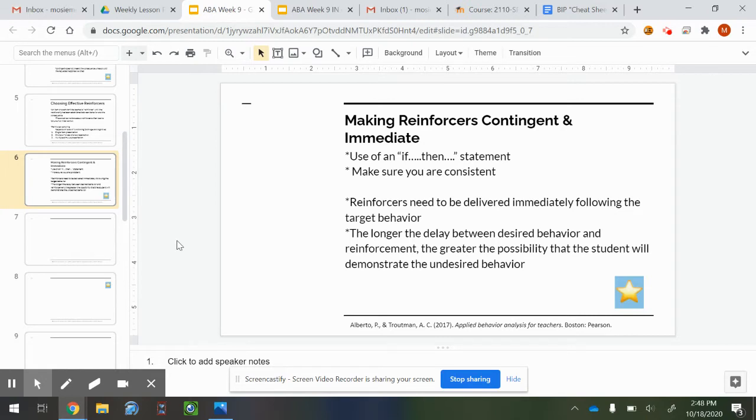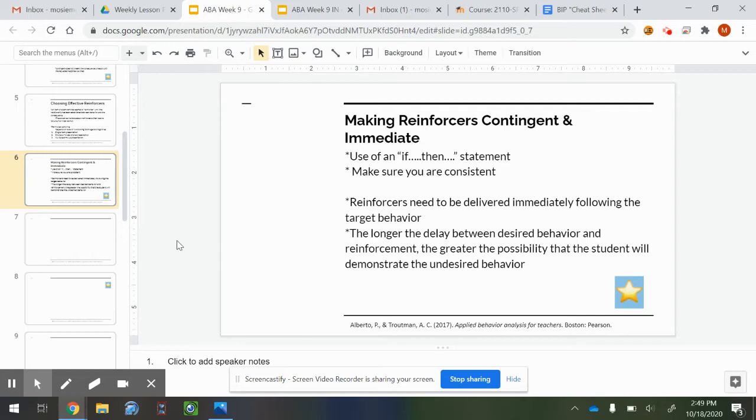Making reinforcers contingent and immediate. So it's best to use an if-then statement when telling a student what it is you want them to do and telling them how they will be reinforced. So again, if you complete your math problems, then you will get 5 minutes free time on the computer. Make sure that you're consistent with that. They have to complete whatever it is you've asked them to complete, or they have to demonstrate the appropriate behavior before you will give them that reinforcer.